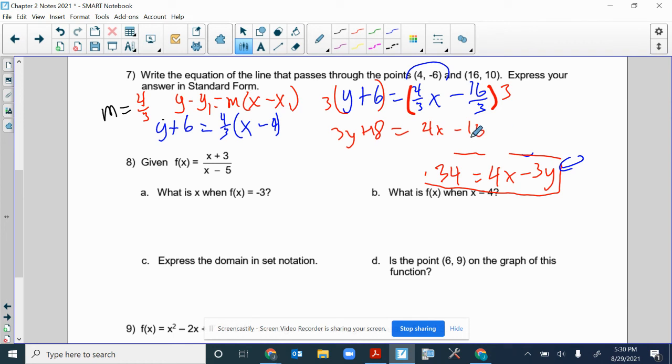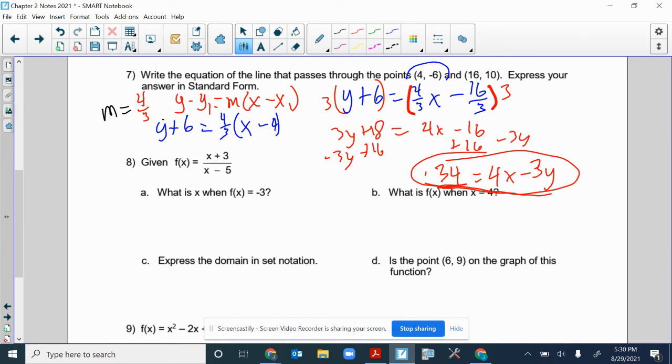And then just like before, I want my x and y on the same side. So I'm going to add the 16 to both sides, and I would get 34. And then I would subtract the 3y over, and you guys can see you would get the exact same thing once you solve that. I can put the work there just so you can see it. But then minus 3y. And yeah, we end up getting the same answer either way.